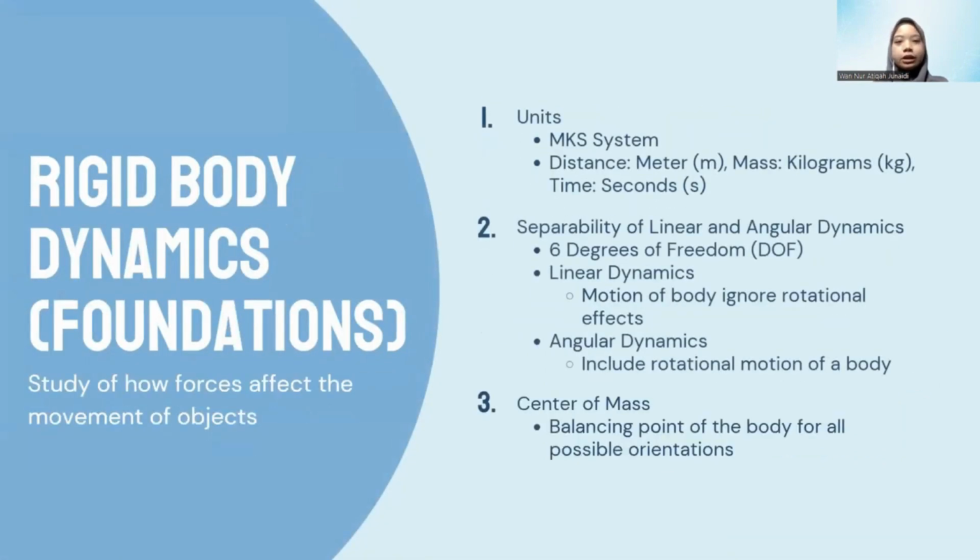In rigid body dynamics foundations, there are three: units, separability of linear and angular dynamics, and center of mass. Units is the MKS system: M for meter, K for kilograms, and S for seconds. As for the second one, linear dynamics ignores the rotational effects, and angular dynamics includes the rotational effects. Center of mass is about the balancing.